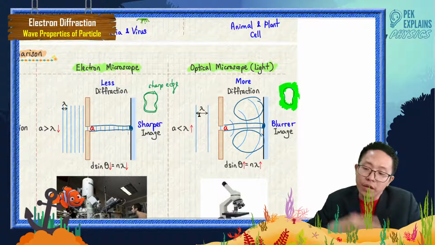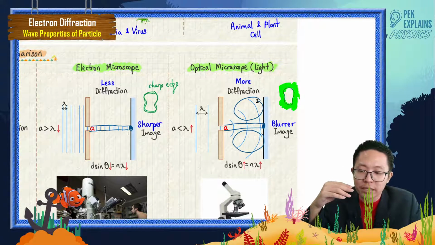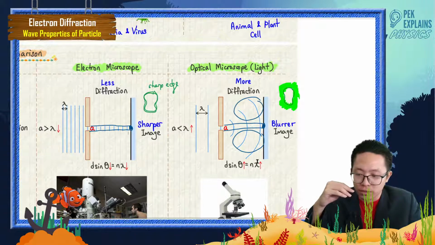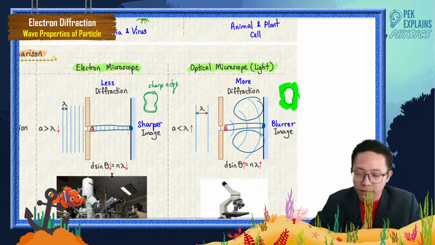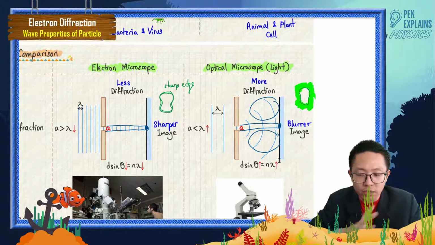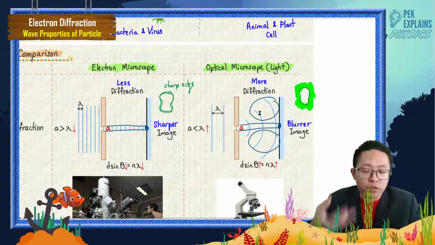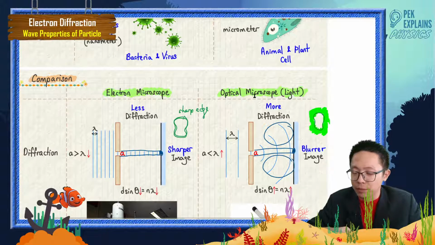Because it's more diffraction. If you have a very big wavelength, the wave at the side tends to diffract away from the side of the slit. That's why you see a blur image. Understand? So the smaller the wavelength, the smaller the angle theta, less diffraction, sharper image. Less diffraction is good to observe a sharp image. More diffraction is bad; it makes the image blur. The longer the wavelength, the bigger the theta, more diffraction and blur image. Okay, we will talk about this comparison between electron and optical microscope later.